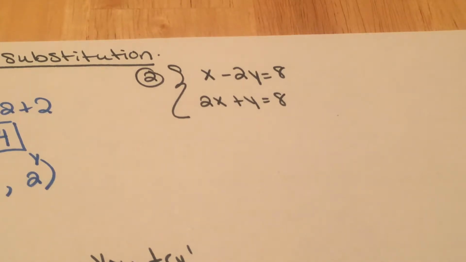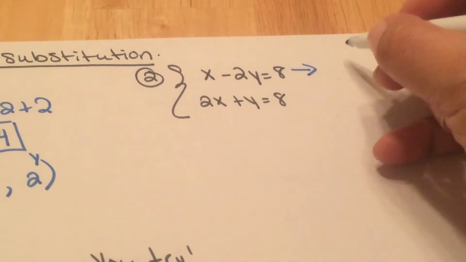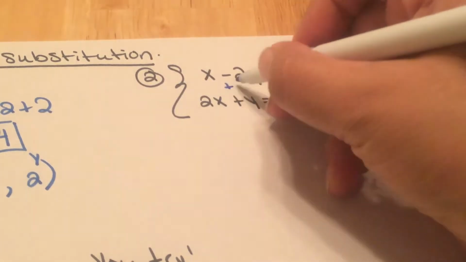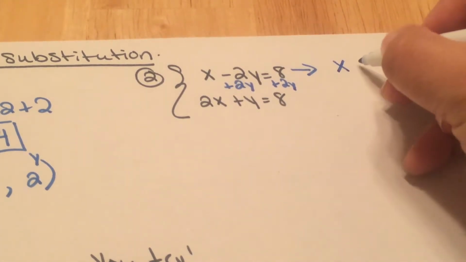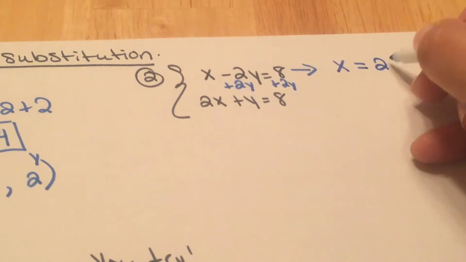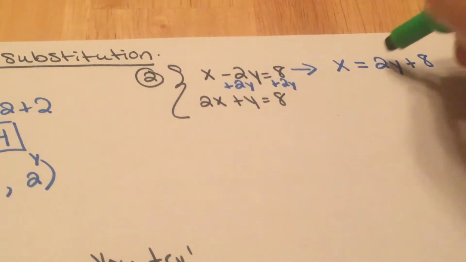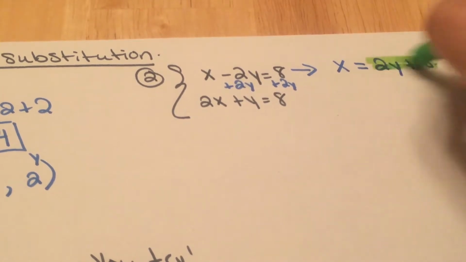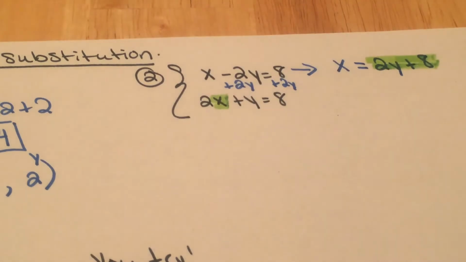But since I like to keep everything positive, I'm going to go ahead and manipulate this top equation. So what I am going to do is add 2y to both sides, and that's going to give me a new top equation. It's going to give me x equals 2y plus 8. So what I notice here is I have my x by itself, and what is x equal to? Well, it's equal to 2y plus 8. So anytime I see an x, hey, I see one right here, I'm instead going to put in 2y plus 8.